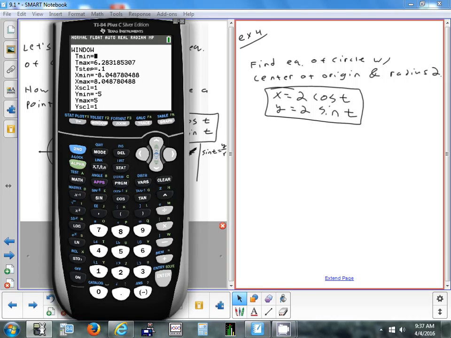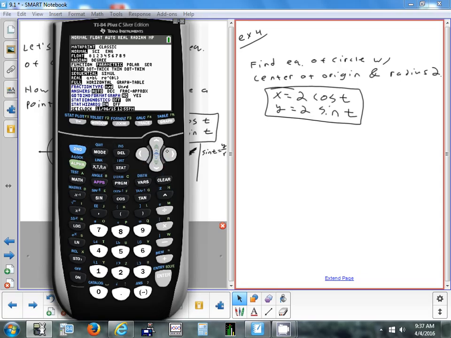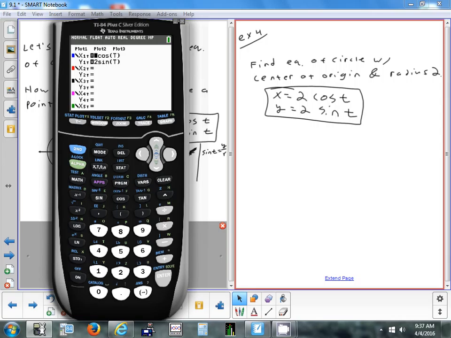Right, I'm going to show you the same thing in degrees. Let's go to mode, change to degrees. Now watch what happens if I change to degrees and I leave it at 6.28. What do you think the Tmax should be at? If I'm in degrees, it should be at 360. I don't even think you're going to see the circle. It's going to sketch it from 0 to 6 degrees. You can't even really see it. So set it 0 to 360.